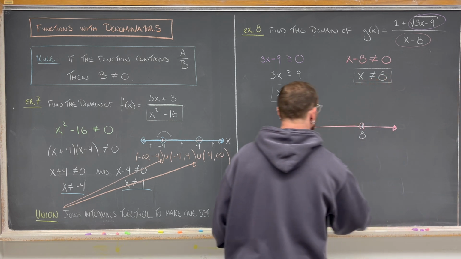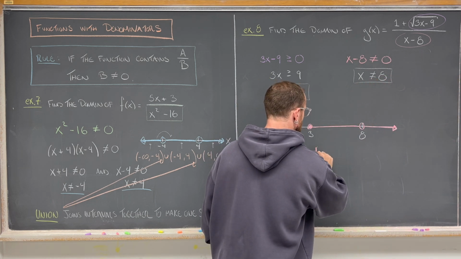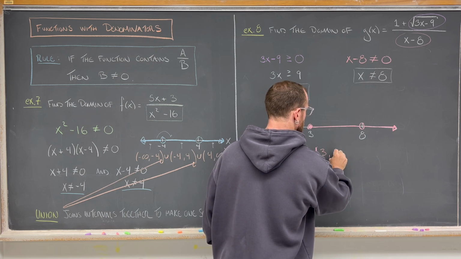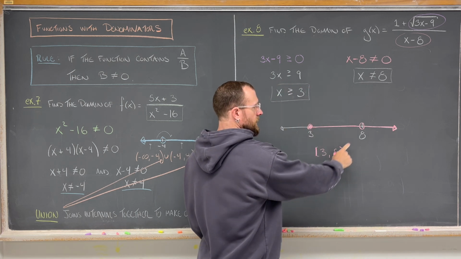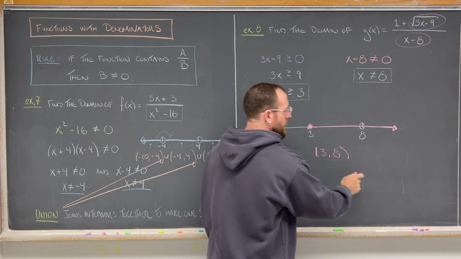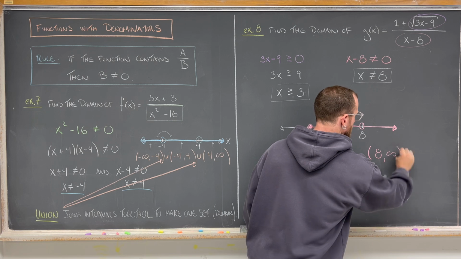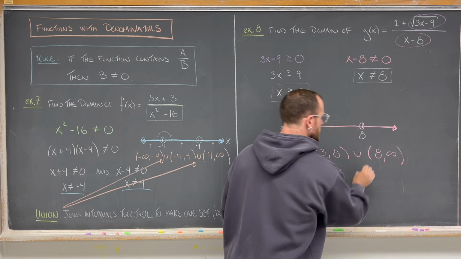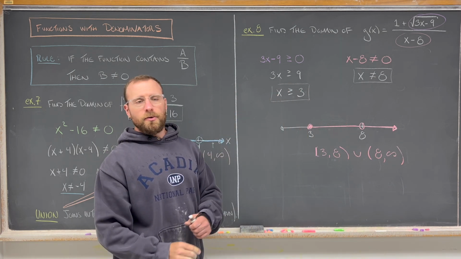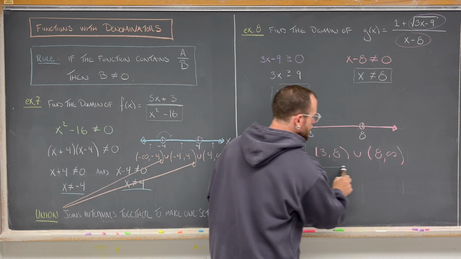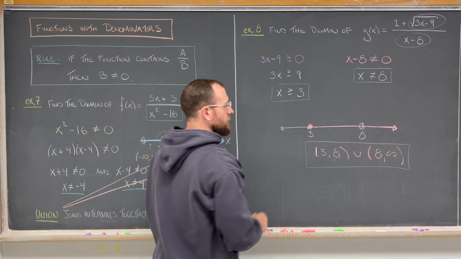So the way to describe this in interval notation is to write 3 comma 8 with an open parenthesis because we're not including 8 here. And then on the right side, I pick it back up with the interval from 8 to infinity, and I take the union of those two intervals. So this is how you describe this domain using interval notation.